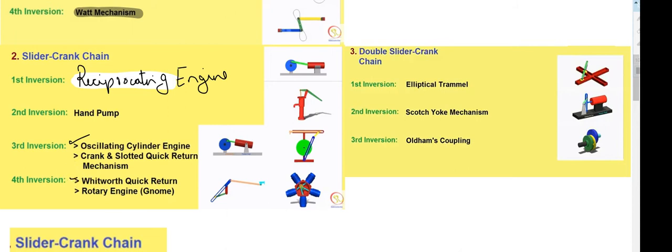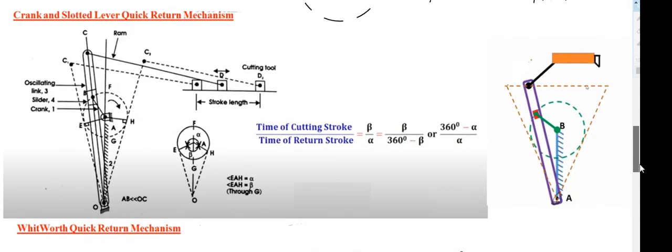But we need to concentrate on the other two, that is crank and slotted lever mechanism and Whitworth quick return mechanism. We will concentrate only on these two inversions of slider crank mechanism. Others we will just see and skip. You need to only draw and describe these two mechanisms, crank and slotted lever and Whitworth mechanism, because these two are used in machine tool applications. So we will just start with crank and slotted lever mechanism.